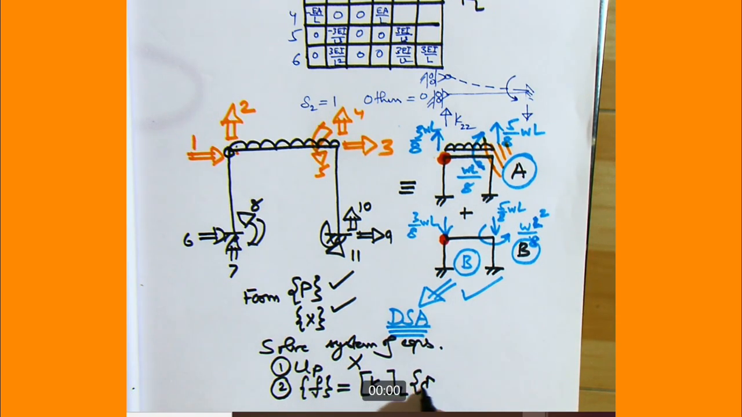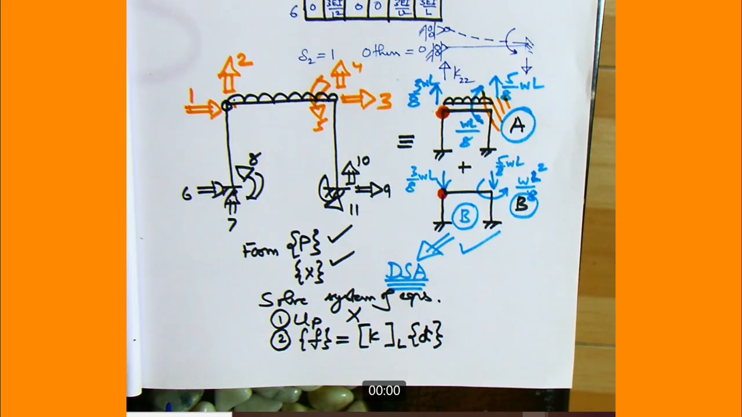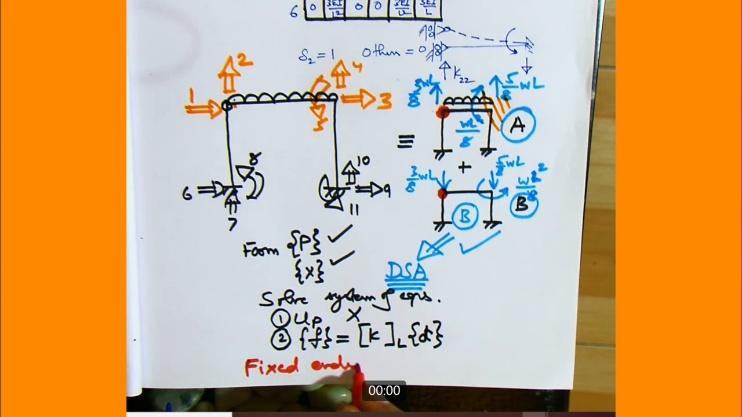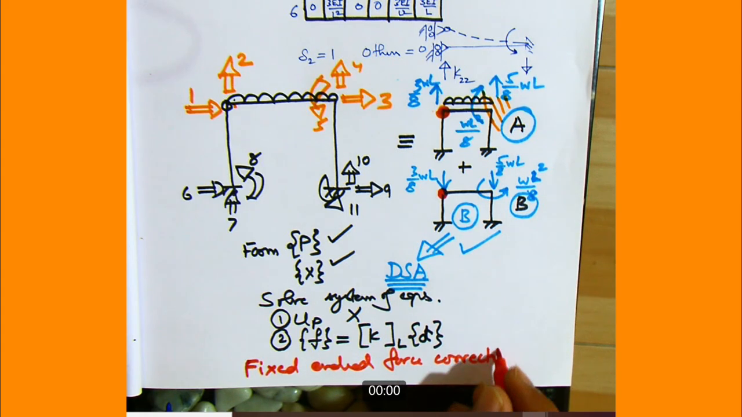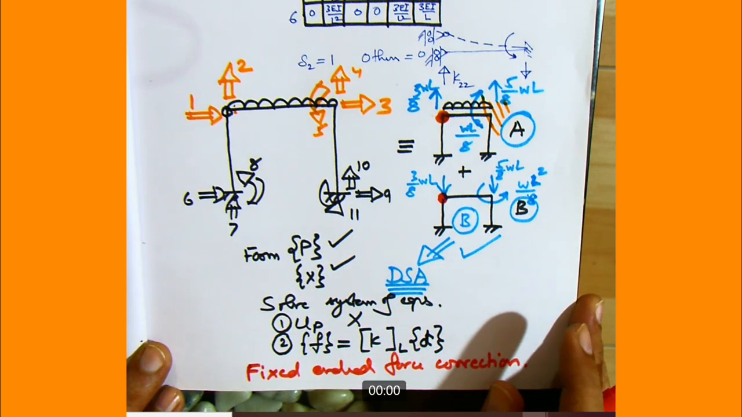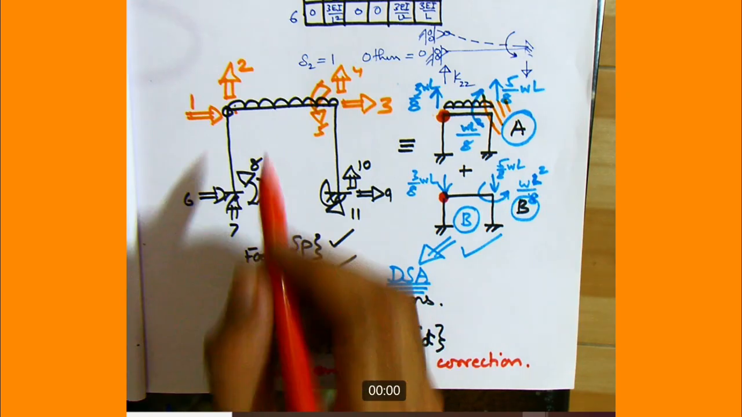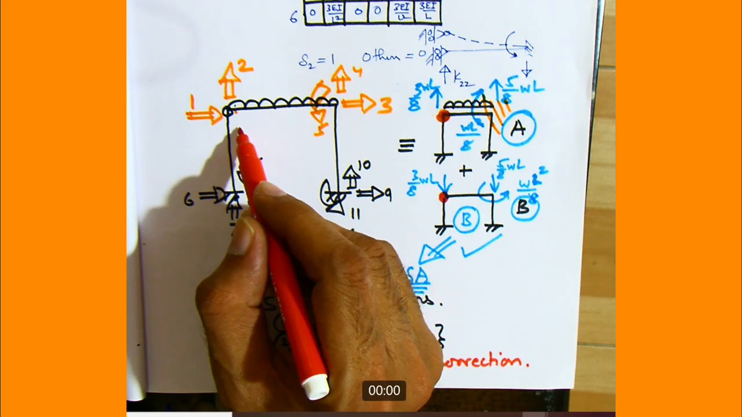When it comes to correction, we have to apply only the force correction. Fixed-end force correction is needed. The displacement correction will not be needed, because here we are not getting any displacement. There is no degree of freedom associated with displacement here, so no question of any displacement correction. So in this method, in the end, we will not get any displacement.